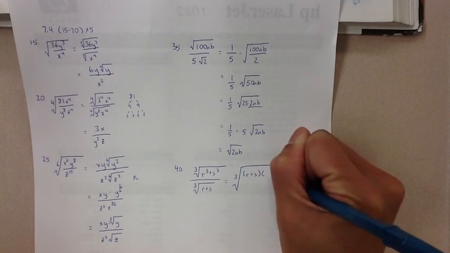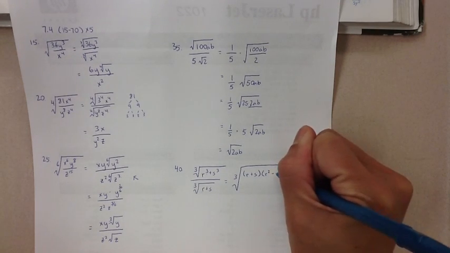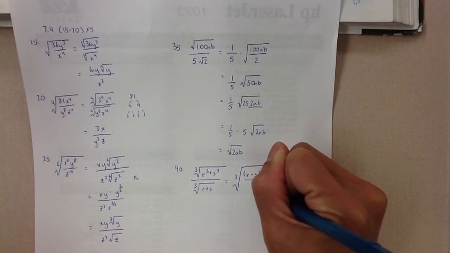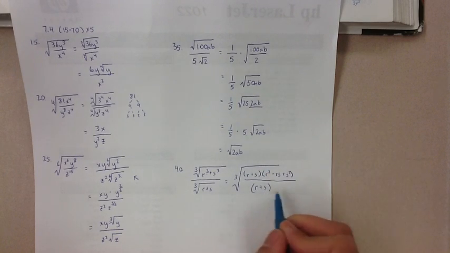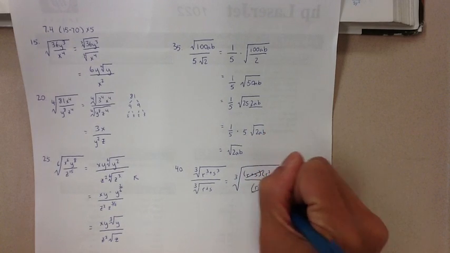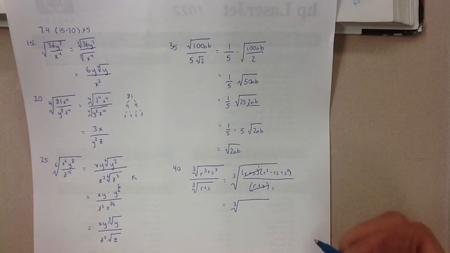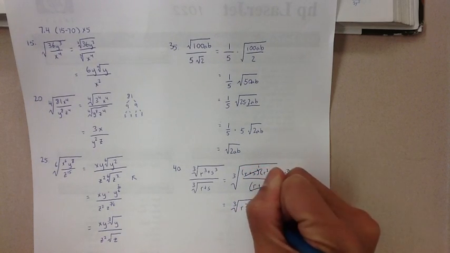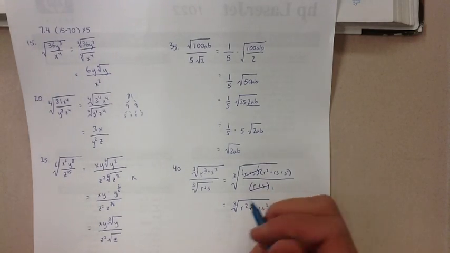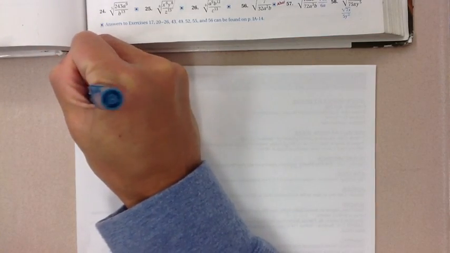So this one, remember, is plus, minus, plus: r squared minus rs plus s squared, all over r plus s. Even though it's adding, it's the entire quantity multiplied by the entire quantity. So cancel, cancel. This is going to be the cube root of, because this is just a 1, r squared minus rs plus s squared. And that's number 40.